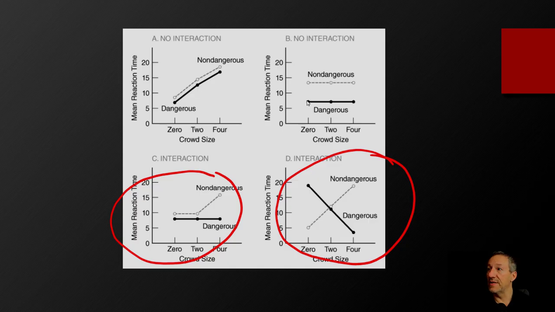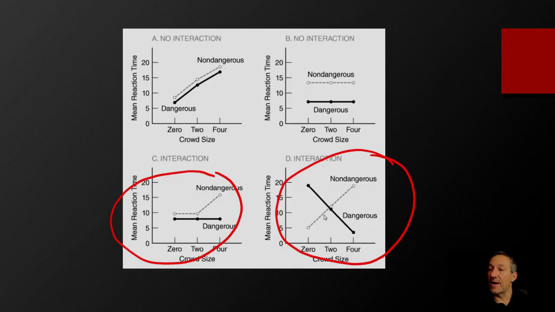With this one, dangerous is down here and non-dangerous is up here. But for each level, it stays consistent. It's that far apart at 0, it's that far apart at 2, and it's that far apart at 4. So no interaction. On this one, black and white are pretty close at 0, pretty close at 2, but when we get to 4, there's a difference. The white one goes way up here, the black one stays consistent. So this is probably going to be an interaction because there's one level of that IV that's not the same across both of the independent variables.